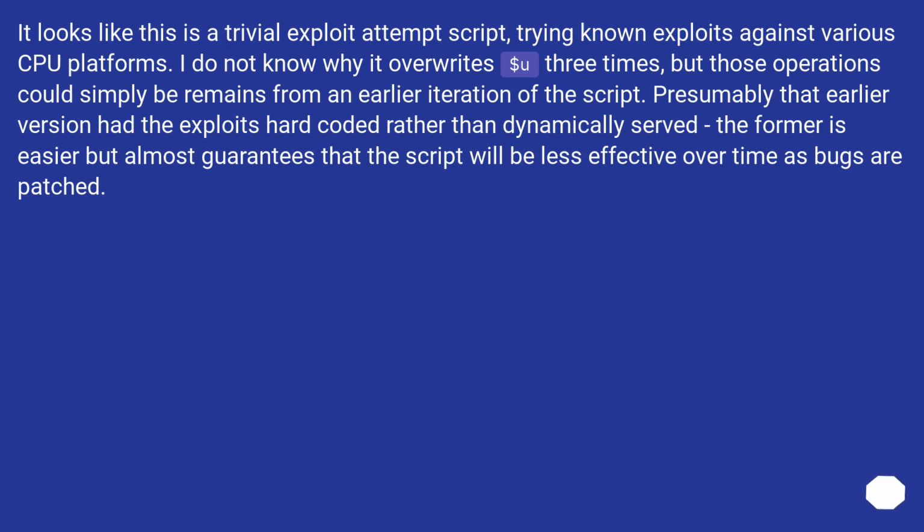It looks like this is a trivial exploit attempt script, trying known exploits against various CPU platforms. I do not know why it overwrites $u 3 times, but those operations could simply be remains from an earlier iteration of the script. Presumably that earlier version had the exploits hard-coded rather than dynamically served. The former is easier but almost guarantees that the script will be less effective over time as bugs are patched.